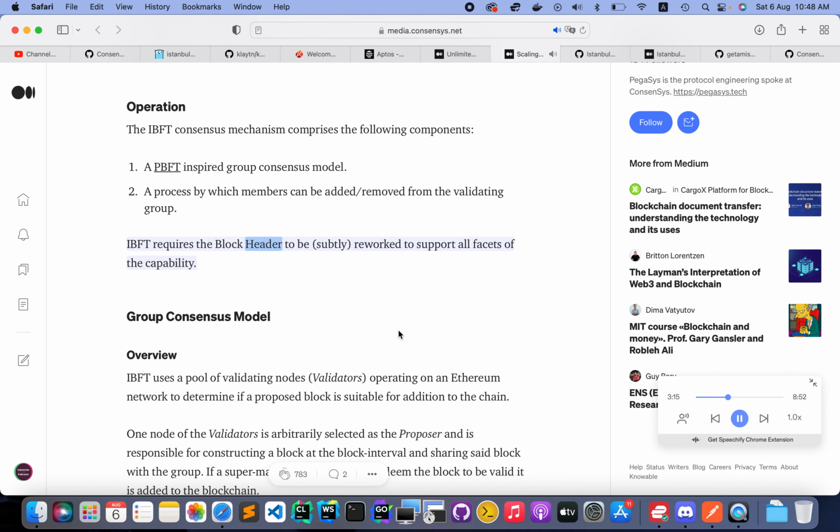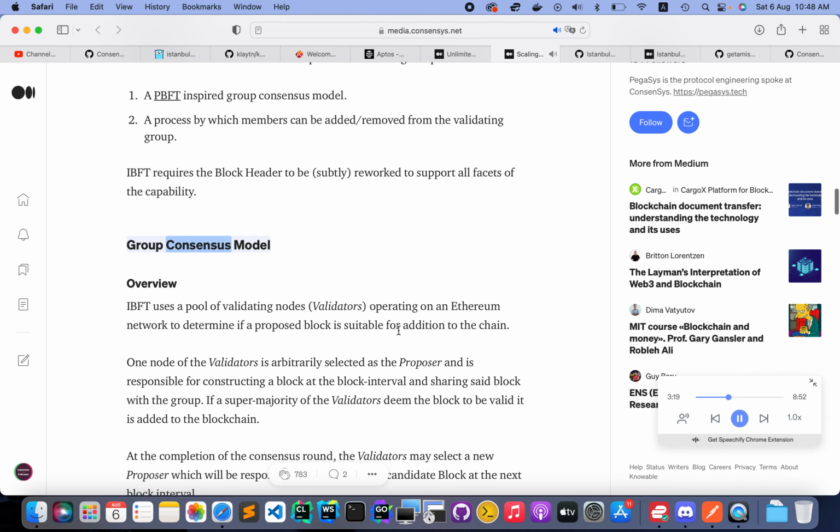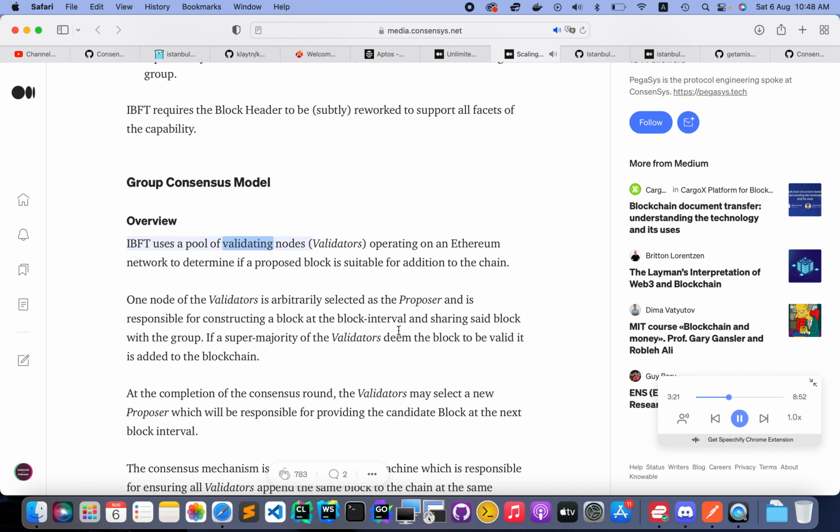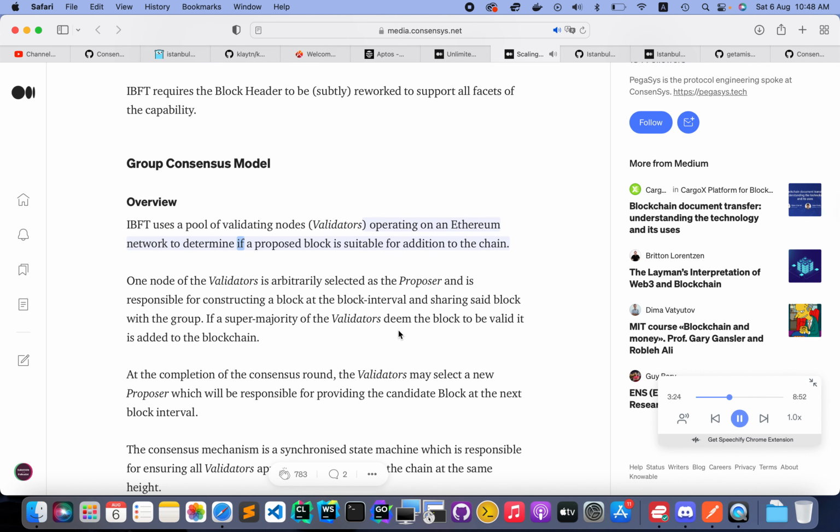subtly reworked to support all facets of the capability. Group consensus model overview. IBFT uses a pool of validating nodes, validators, operating on an Ethereum network to determine if a proposed block is suitable for addition to the chain.